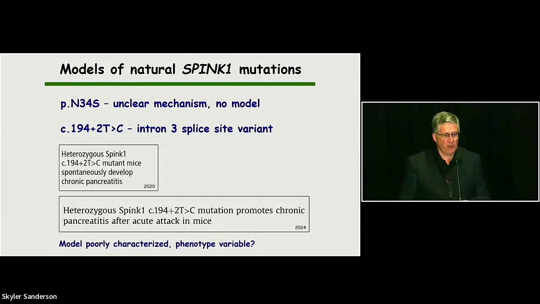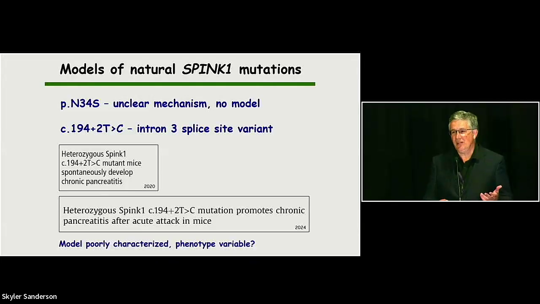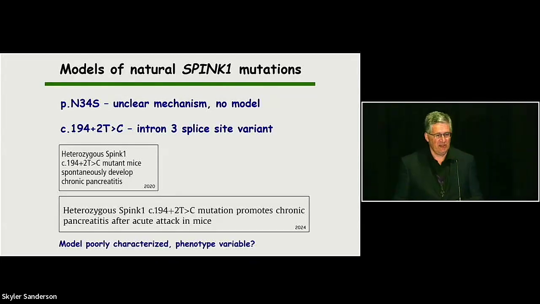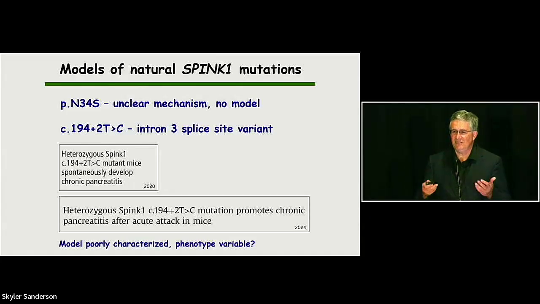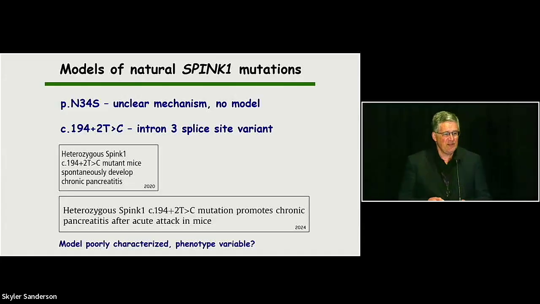So what about natural SPINK1 mutations? The N34S mutation, which is the most common, has no models so far. We don't really understand the mechanism, as we discussed a few minutes ago. The group in Shanghai published the intron 3 splice variant. They published 2 papers on this, but this model remains poorly characterized, and it seems from the publications and personal discussions that it may have a very variable phenotype for reasons that are not clear. So if you want to utilize SPINK1 strains, still the best option is a simple knockout heterozygous strain, which you can combine with your gene of interest.